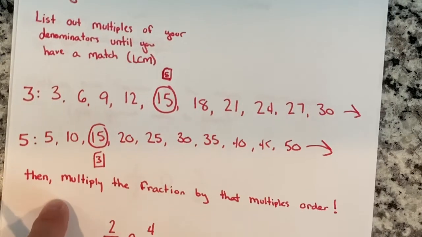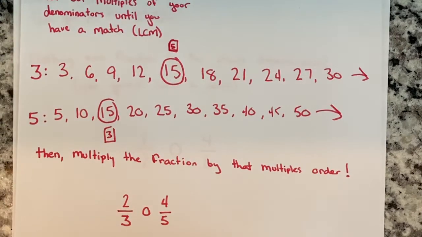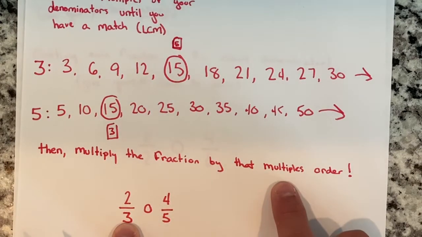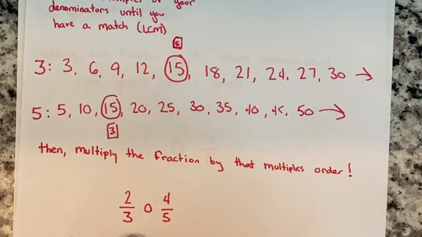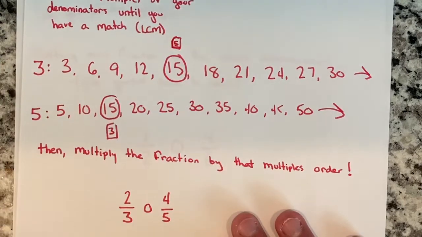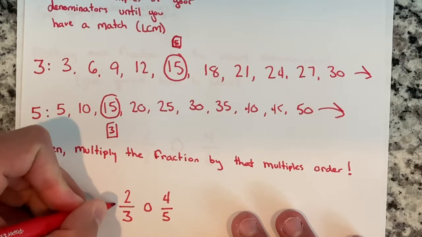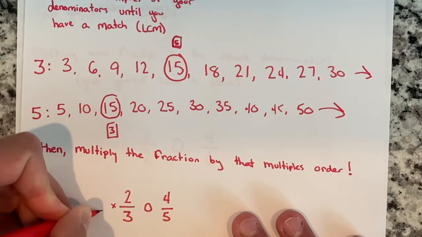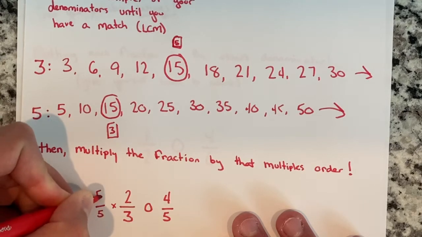My last step to get a common denominator between these 2 fractions is to multiply the fraction by the multiples in order. So how many times did I have to multiply 3 to get 15? Well, I had to multiply it 5 times. My rule of whatever I do to the top, I must do to the bottom applies here. So 3 times 5 and 2 times 5.